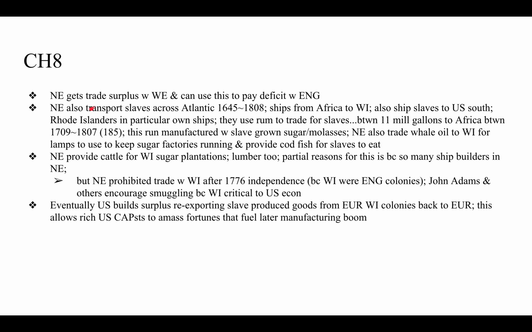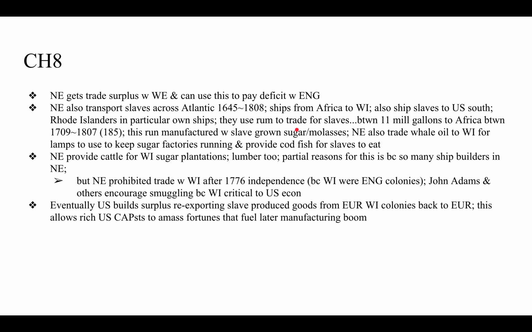New England then gets a trade surplus trading with the West Indies and can use this to pay its deficit with England. I'll explain in a second here, but New England also transported slaves across the Atlantic between 1645 and 1808. Ships from Africa went to the West Indies, and also ships brought slaves to the U.S. South. Rhode Islanders, in particular, Rhode Island, a part of New England, owned ships.